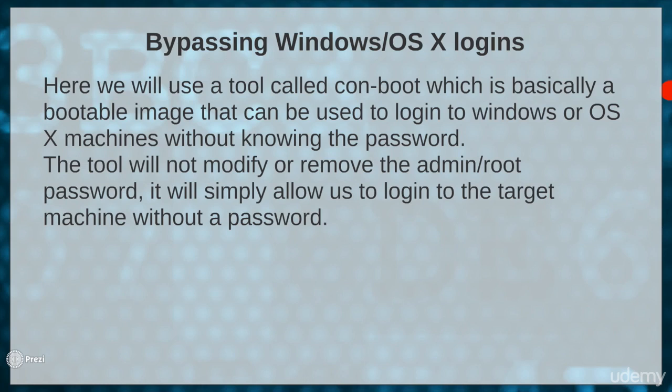All you need is an app called DriveDroid, which you can download from the App Store, and ConBoot, and download it from their official website. The only problem is ConBoot is not a free tool. It actually costs you $25 to buy. So we're gonna see how we can set up the tool now on your Android device, and in the next video we'll connect it to our target computer and see how we'll be able to log in without knowing the password.